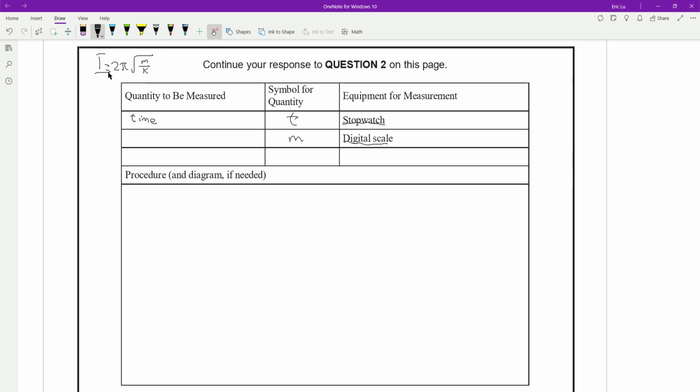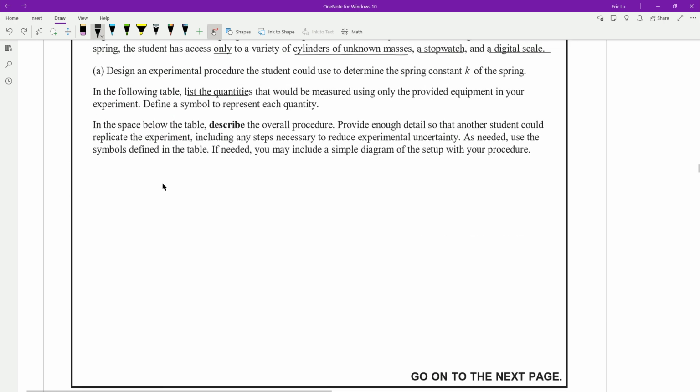So the time in this case would be measuring the period, and the mass would be measuring the mass of the cylinder. So time per period and mass of cylinders. Now, as you can see here, if we already have the period and we have the mass, we could just directly solve for k. So in this case, we won't need another row, so we could just leave that blank. Then there's the procedure and diagram if needed.